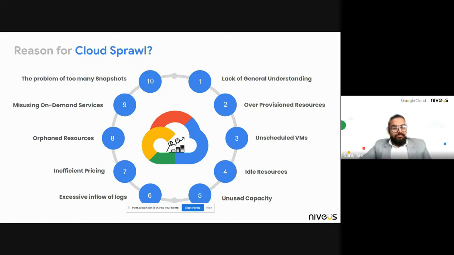Then the excess inflow of logs. So we want to ensure that the production doesn't stop at any given point of time, right? And even if it does, we need to have proper logs to look into the errors, right? So that's when we start injecting excessive log flows, which will increase the stack or the observability tool pricing, right? And inefficient pricing, right? So we understand. So as a human, right?